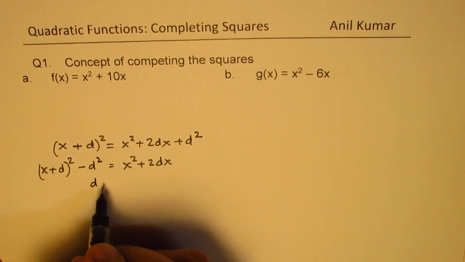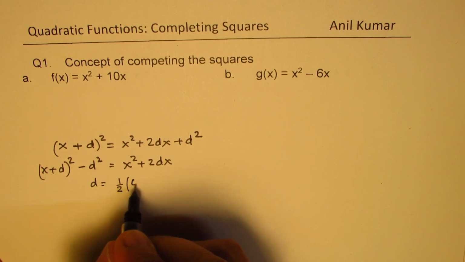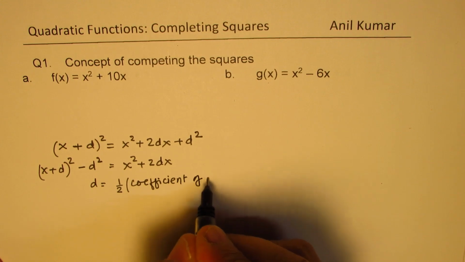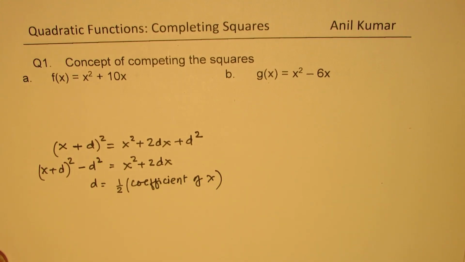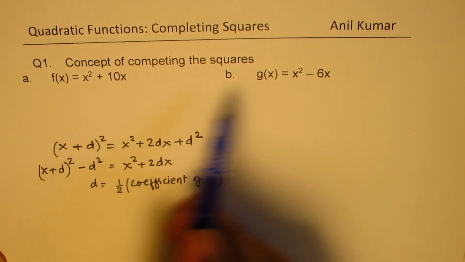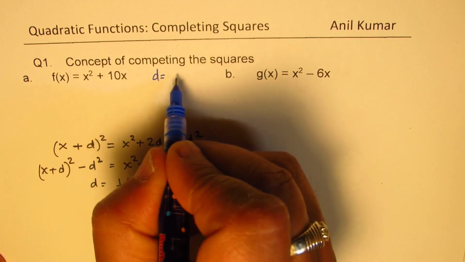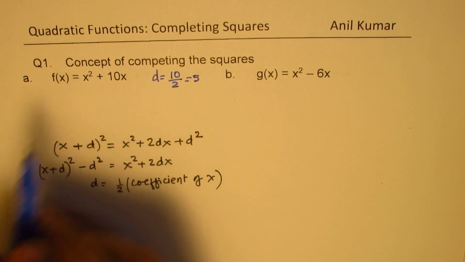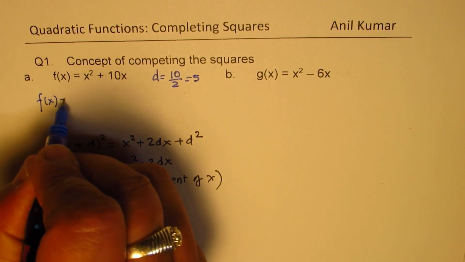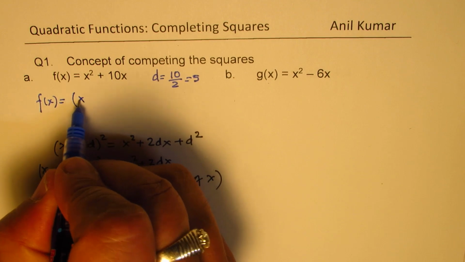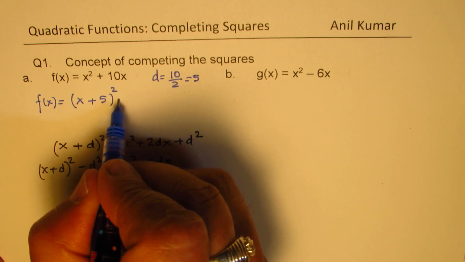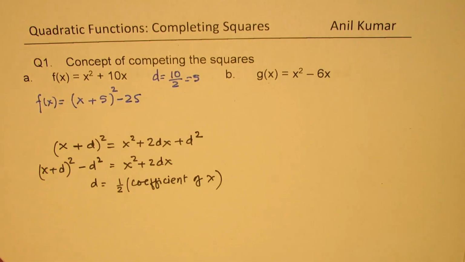So what is d here? d is half of the coefficient of the term x. You get the idea, right? So that is the case. So let's do it. We'll apply this strategy for solving both of them. So d for us is 10 divided by 2, which is 5, right? So I'm writing this expression, so we can write f of x now as equal to (x plus 5) whole square minus d square, means minus 25. Is that clear to you, right?